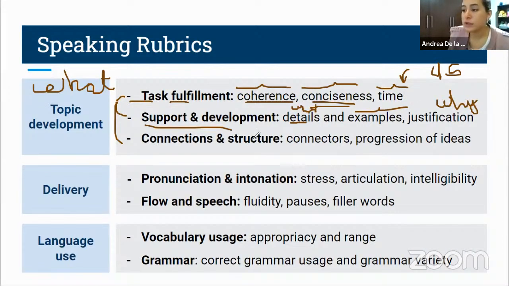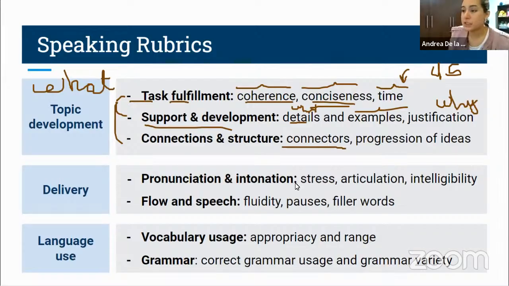And finally, connections and structure, which basically means that your ideas are well connected and that they flow easily. And in order for you guys to connect your ideas properly, you need to make good use of connectors and transition words. So you need to show contrast by using however, you need to show addition by using in addition. You need to show cause and effect, maybe by using as a result. So using these connectors is largely going to help your response. And it's also going to improve the structure of your response.